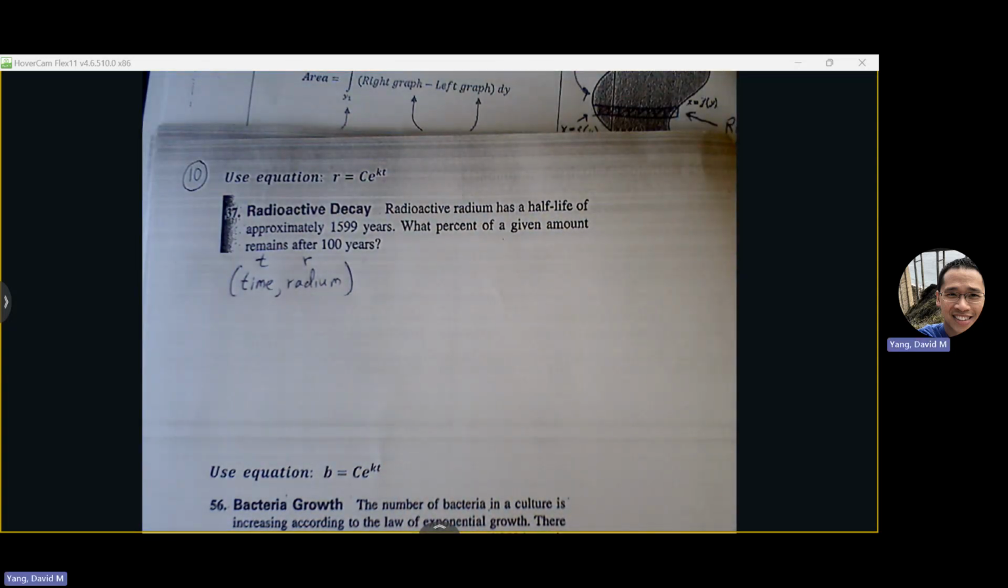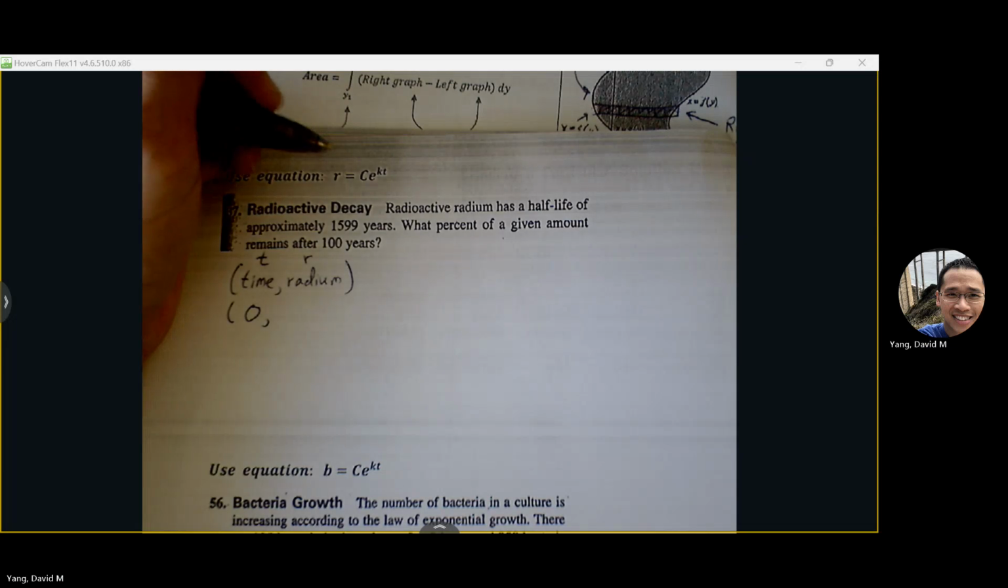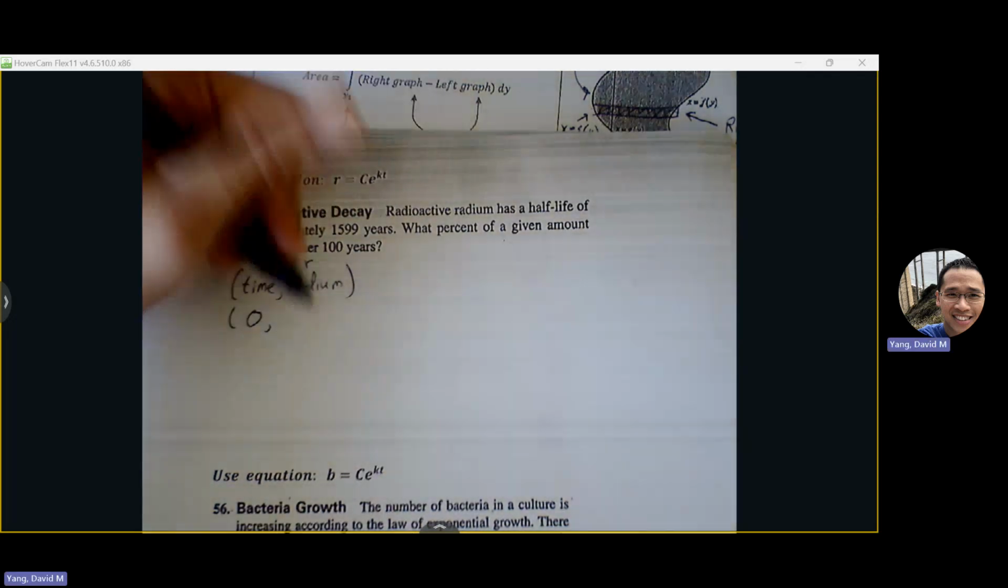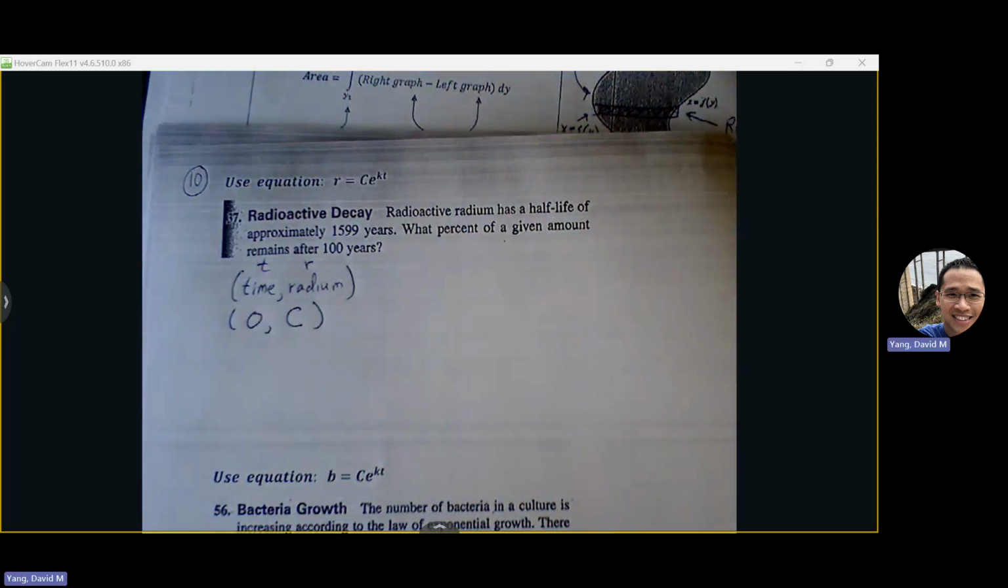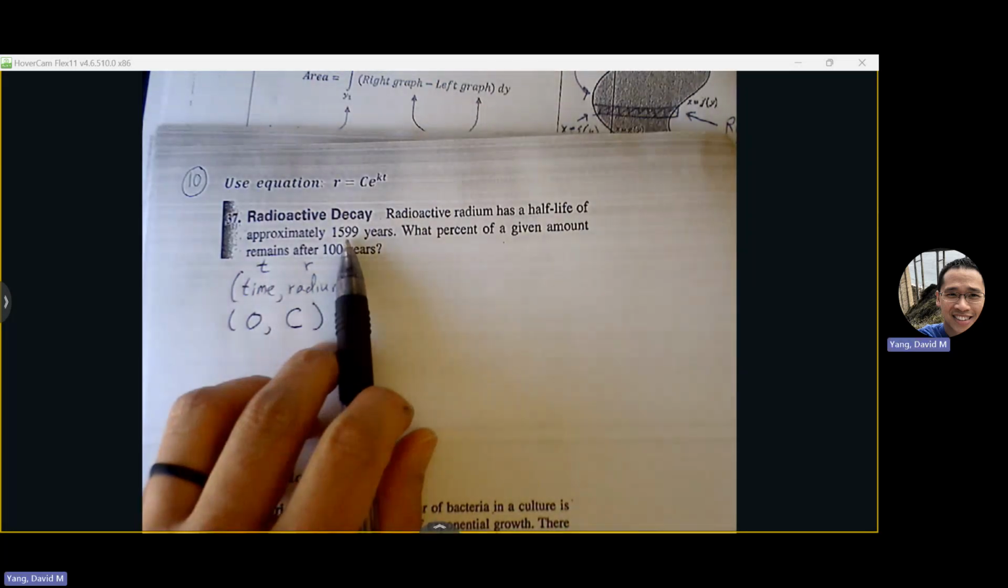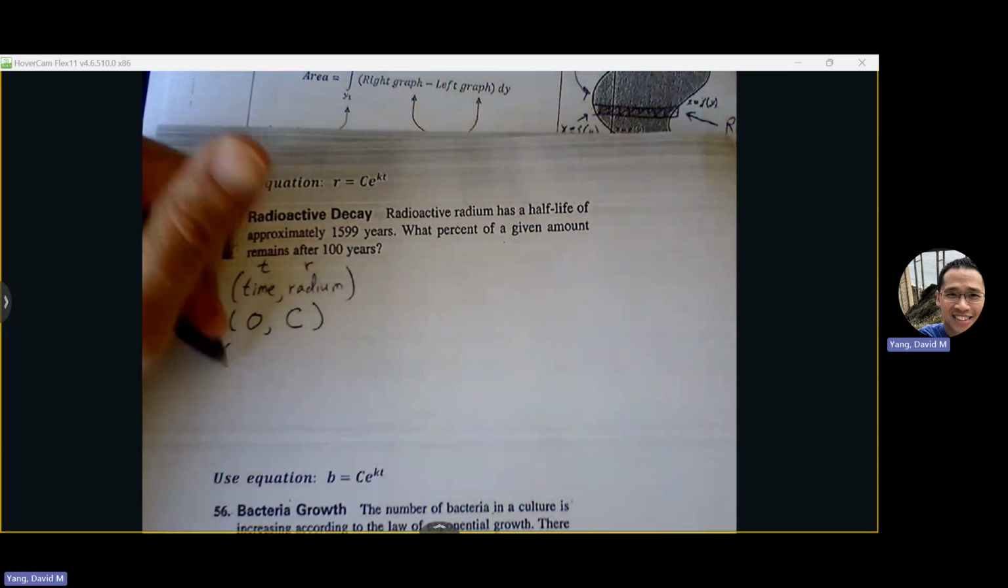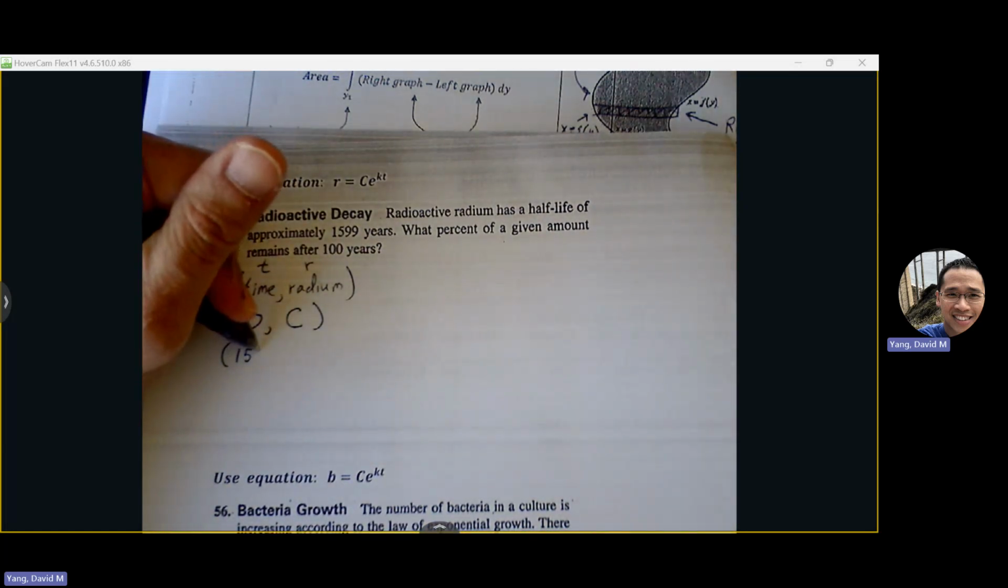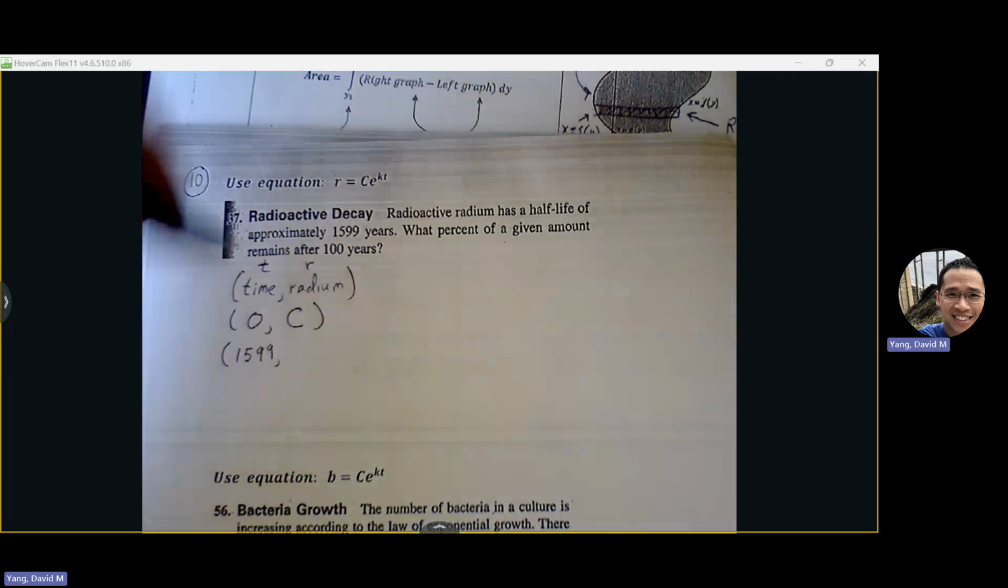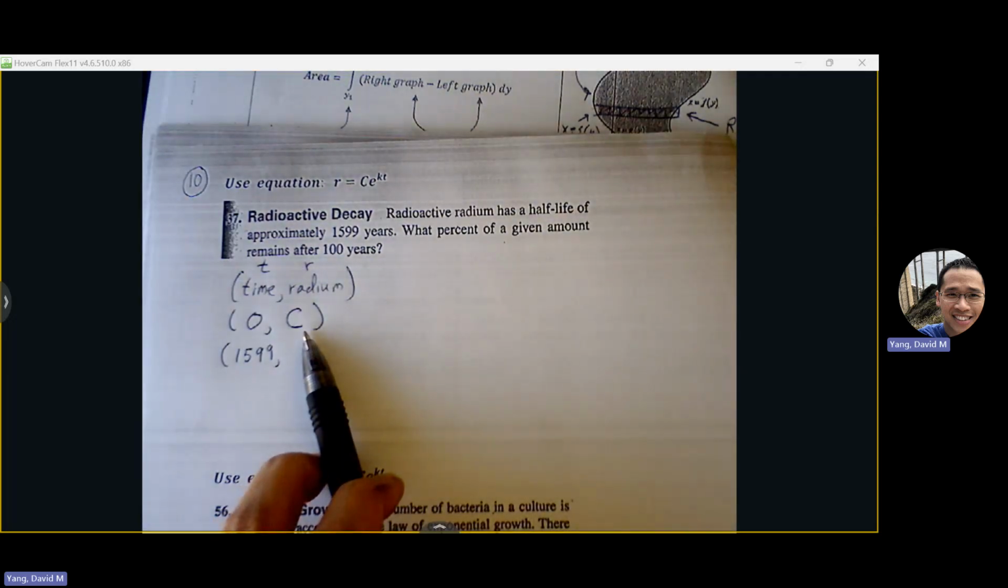The earliest time is present day, because everything is in the future. So we know that currently we have a starting amount, a given amount. So the unknown starting amount is C. We know the half-life is 1,599 years. So we know that in 1,599 years, what's going to happen to this unknown amount?